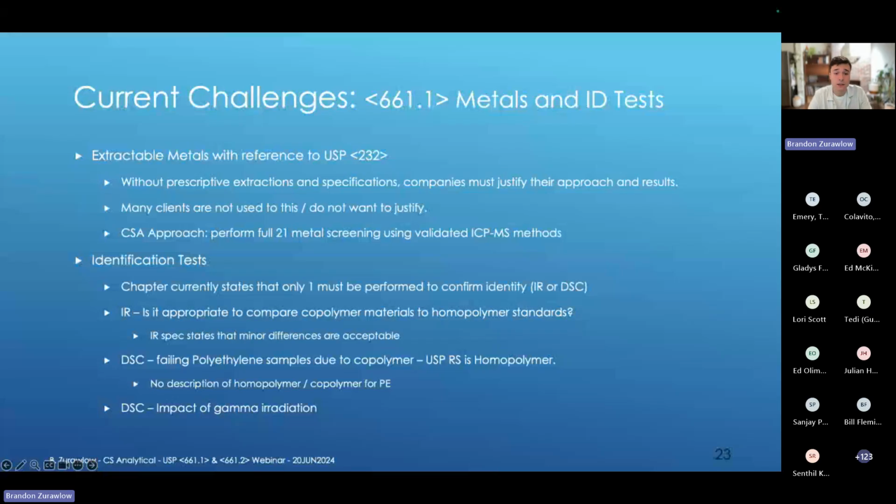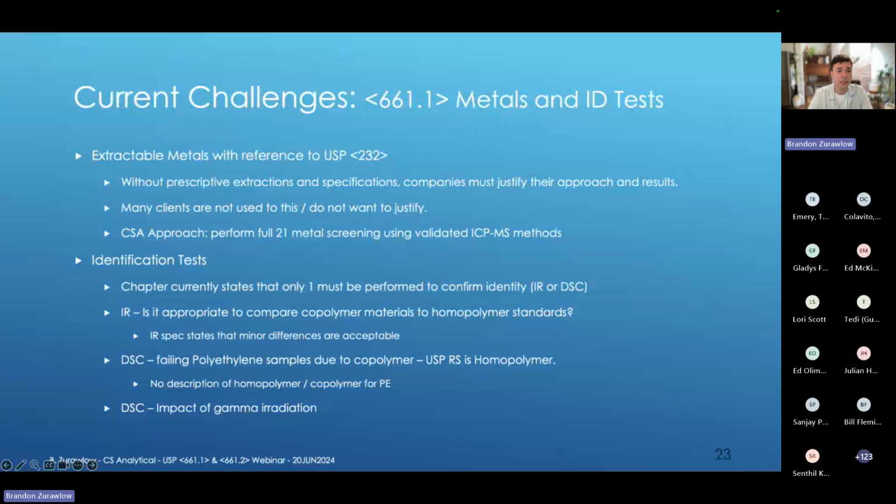DSC thermal analysis will tell you that. A copolymer of polypropylene will have a substantially lower melt point. However, in the case of polypropylene and thermal analysis, again, you must compare to the homopolymer standard. And so there is the possibility that technically the DSC result would fail, would not match the melt point of the homopolymer, which is expected. So there are some of these kind of incongruous statements and standards specifically with respect to ID.